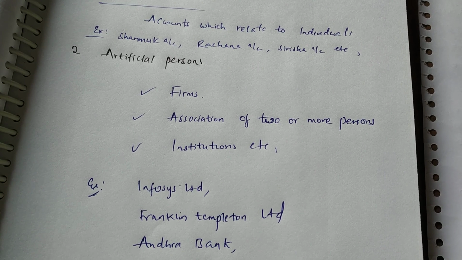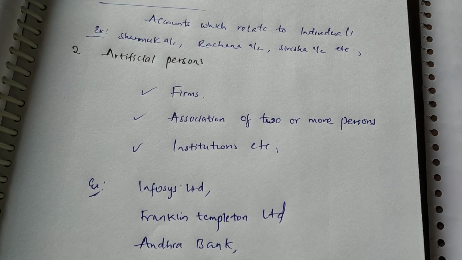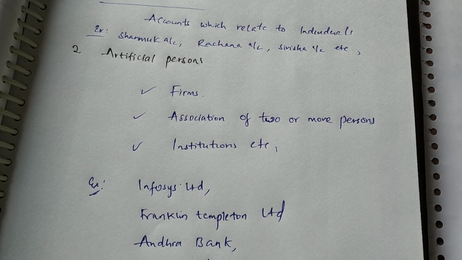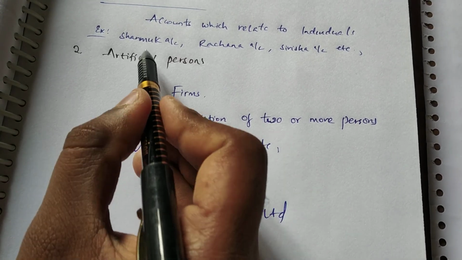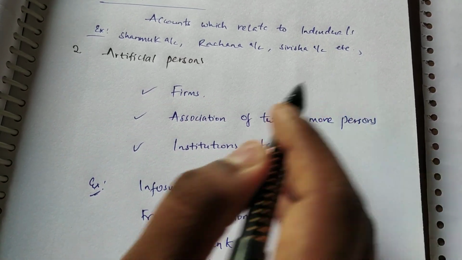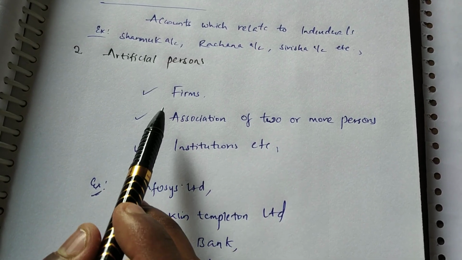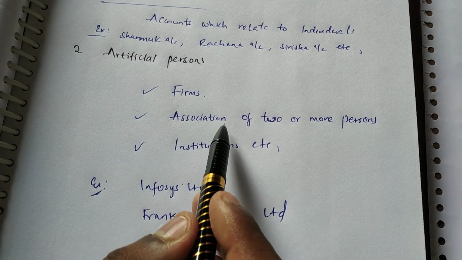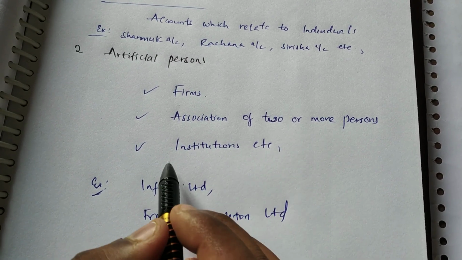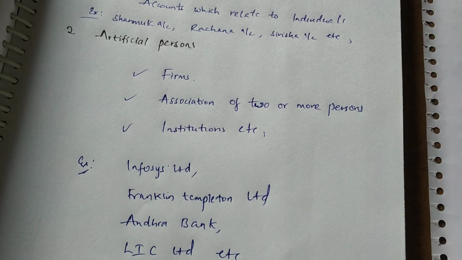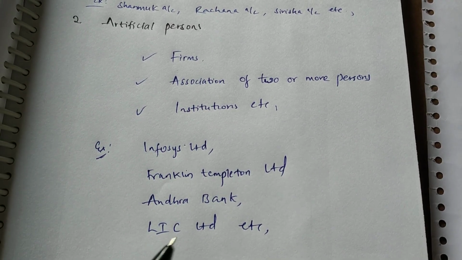Natural persons are the personal accounts which relate to individuals. Individuals in the sense like human beings. Examples are individual persons, Sessionmukh account, Rachana account, Sirish account, etc. Whereas artificial persons are accounts related to firms, associations of two or more persons, and institutions, etc. Example, Infosys Limited, Franklin Templeton Limited, Andhra Bank, LIC Limited, etc. I hope you all clearly understood.